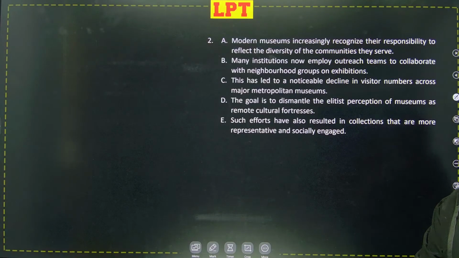Try doing that. Second question on your screen, trying to figure out which is the sentence that does not belong to the rest of the four.